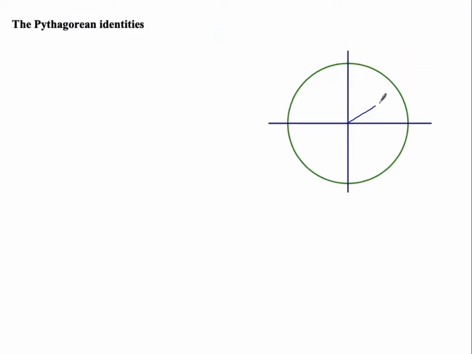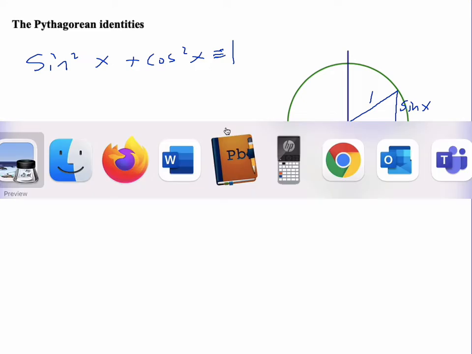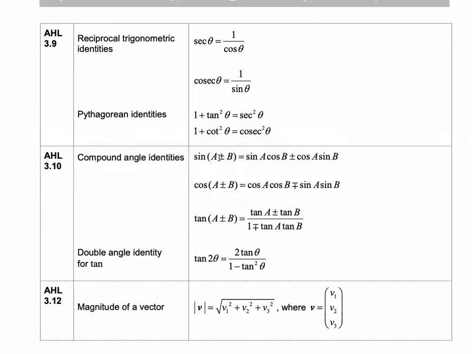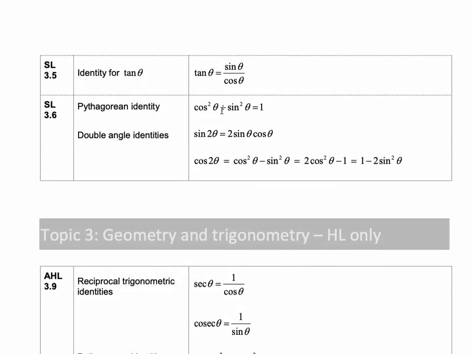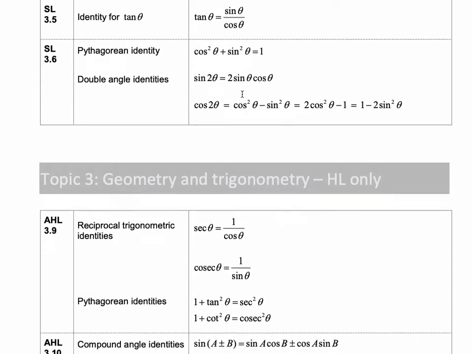Pythagorean identities you get from the Pythagorean theorem. So let's just draw a triangle on here in the unit circle. So the x value is cosine x, and the y value is sine x, of course. So you can see by Pythagorean theorem, sine squared x plus cosine squared x equals 1. Okay, so that is always true, and it's called the Pythagorean identity because it comes from the Pythagorean theorem. So that's in the IB formula booklet right there.